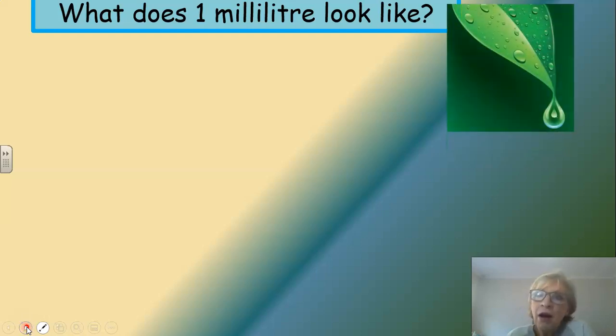If you think of a milliliter, you're thinking of little. And one of my girls, when I was teaching them once, said, I think I would like to call a milliliter a mini-liter.